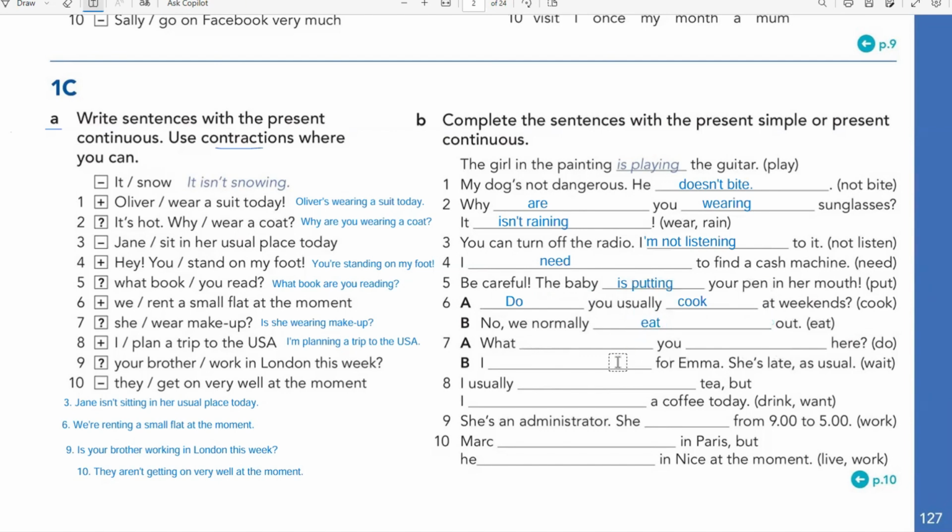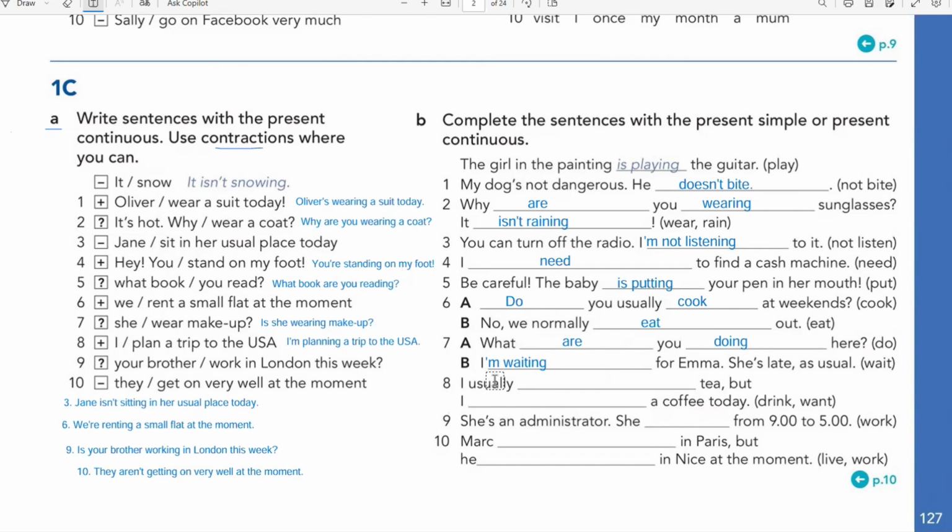Number 7. So here for Emma, she's late as usual. So wait, do. So that's happening at the time of speaking. So what are you doing here? Present continuous. What are you doing here? And then the second guy is saying, I am waiting for Emma. I'm waiting for Emma. She's late as usual.